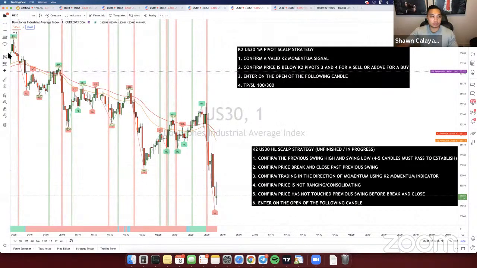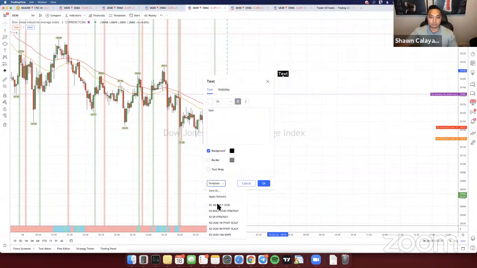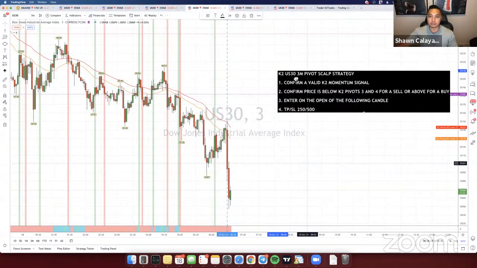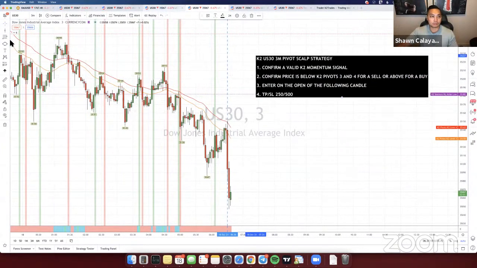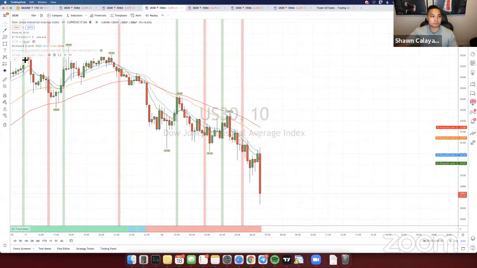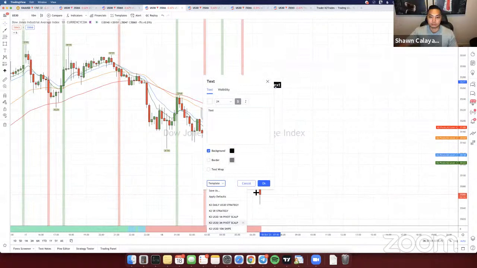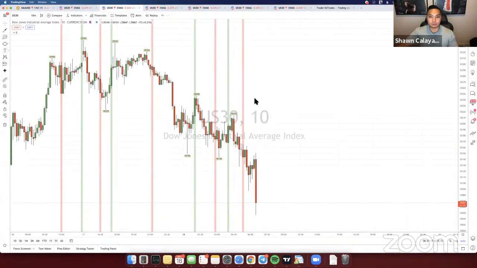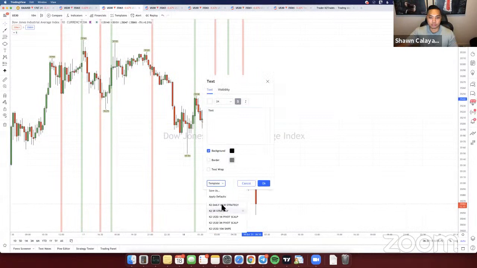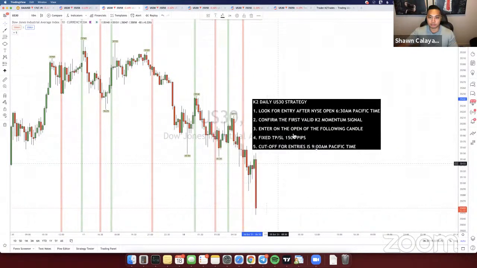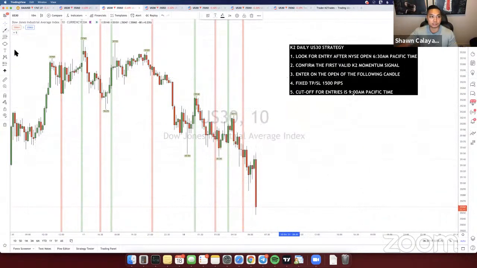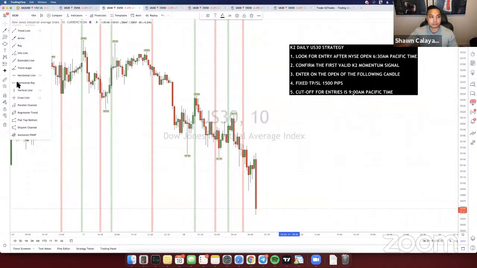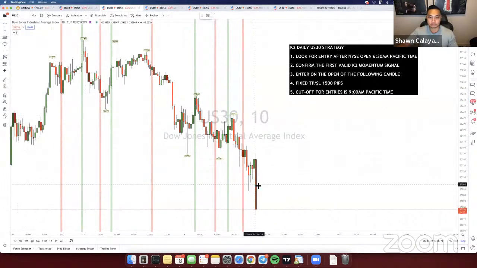Right here on the 3 minute, we have the 3 minute pivot scalp. Looking over here, we'll be looking for some snipes. And lastly, over here, we'll be looking for the daily entry. So as you can see, there's a lot of different strategies that we apply during these live sessions, not just one strategy. So it's something to keep in mind. So I'll mark that up right there.